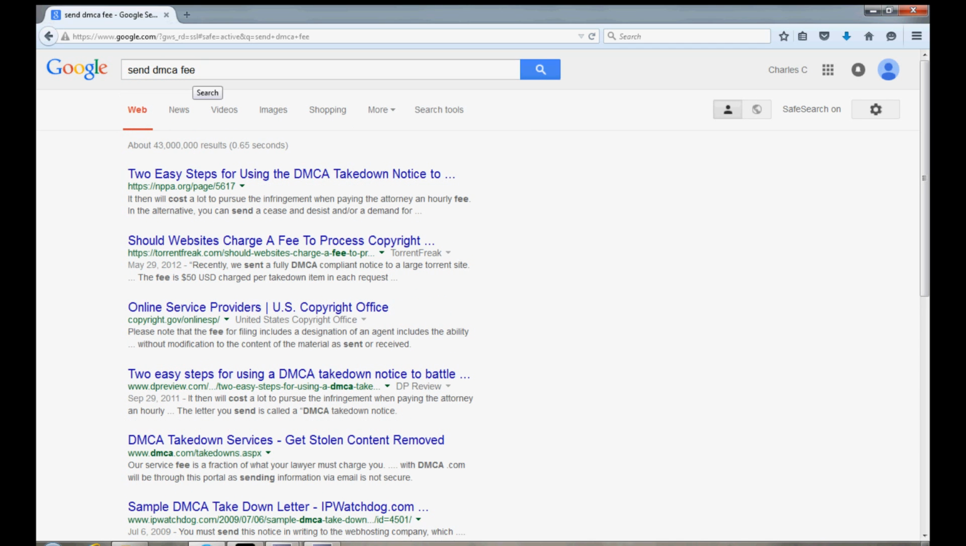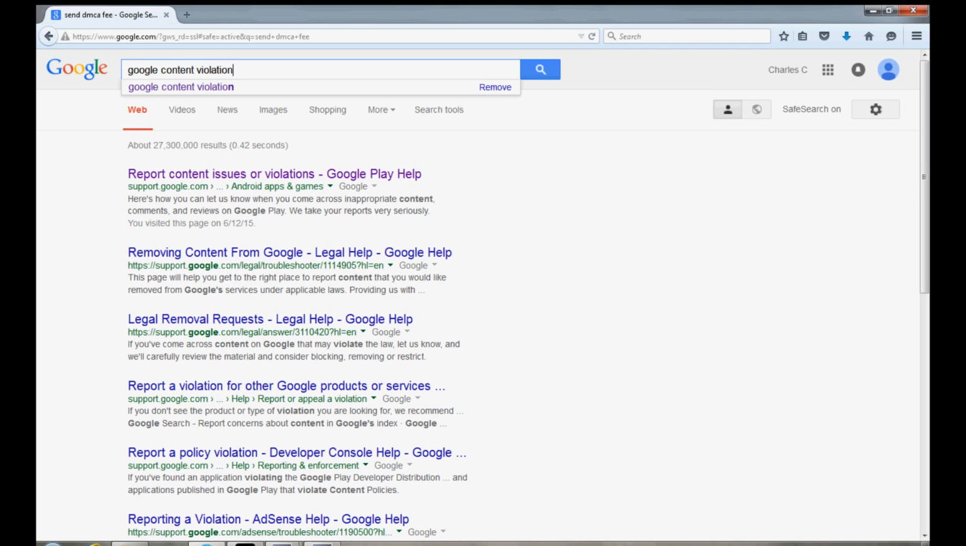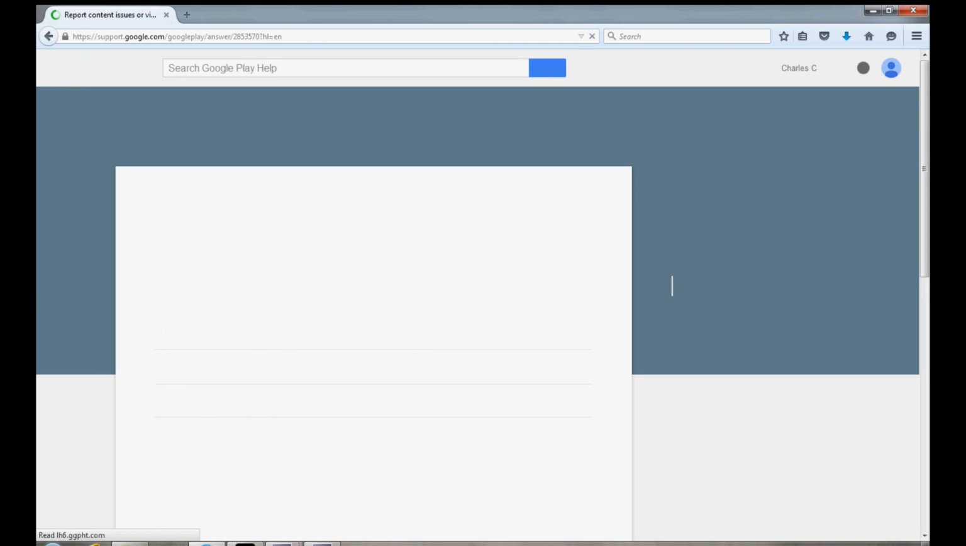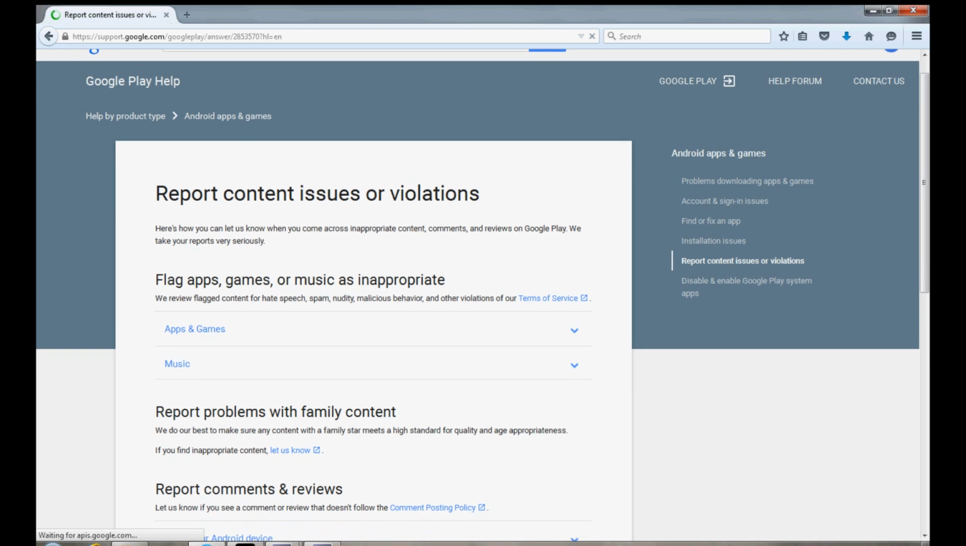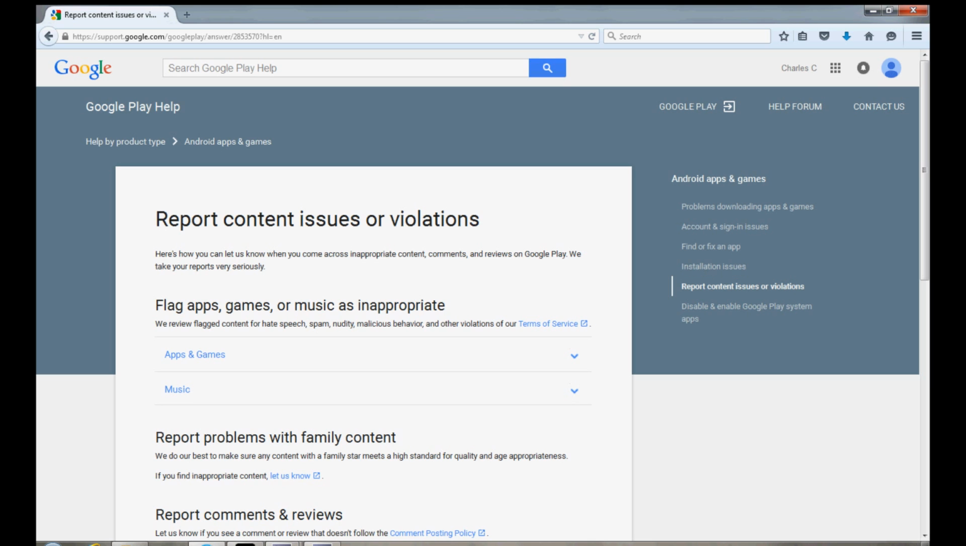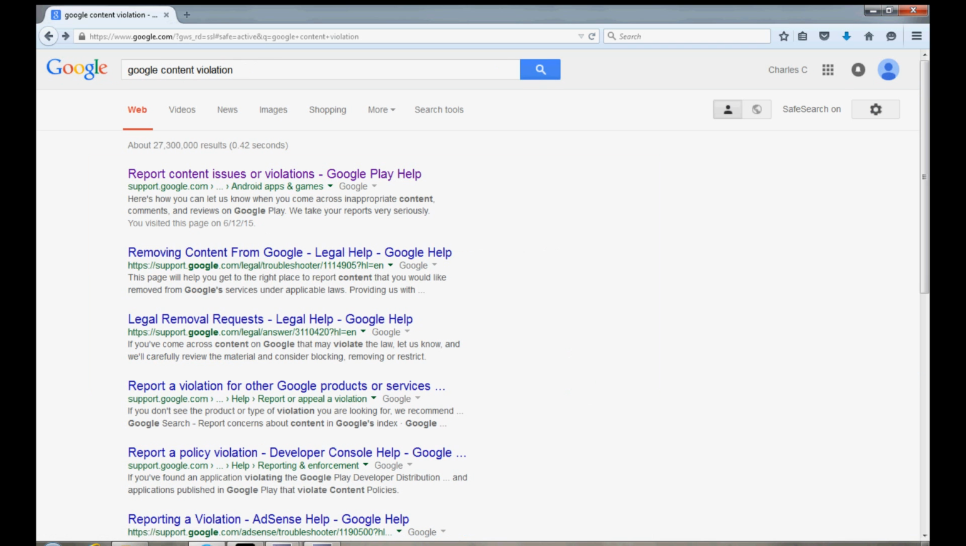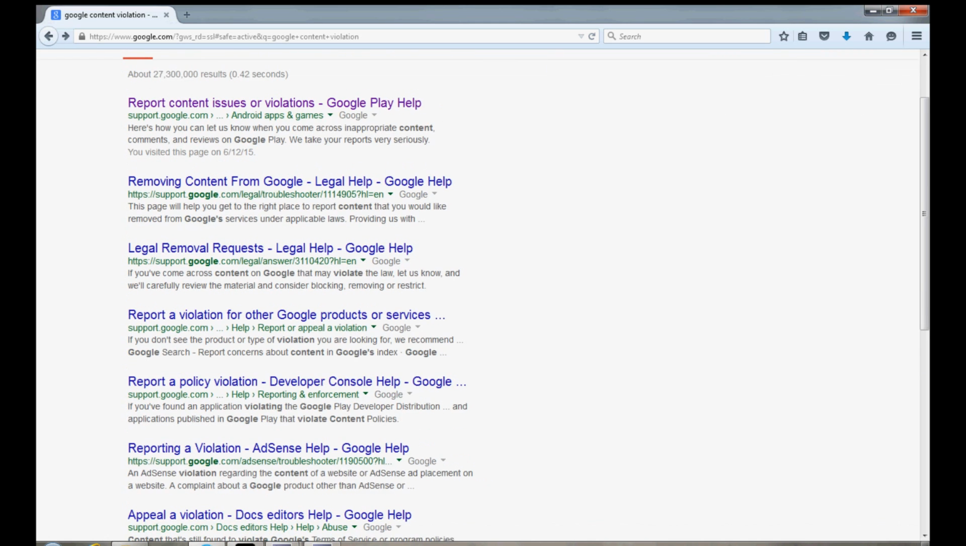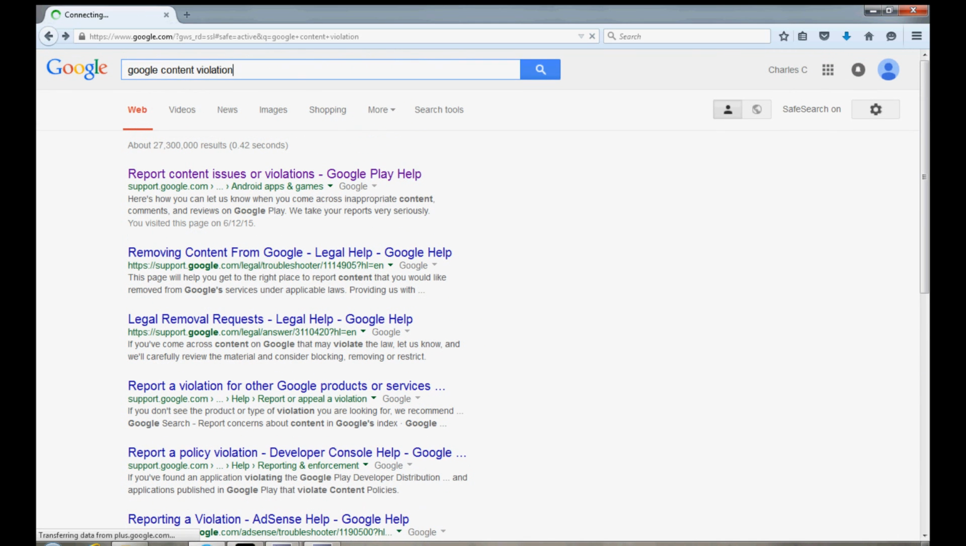The next one is content violation. So Google will remove content that violates its terms. But it really boils down to if it's very sensitive personal information, like social security numbers, credit card numbers, things like that, or if the content is extremely vulgar, graphic type stuff. That is generally what will get search listings removed for content violations.